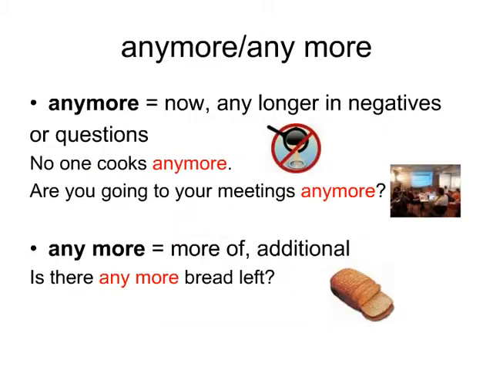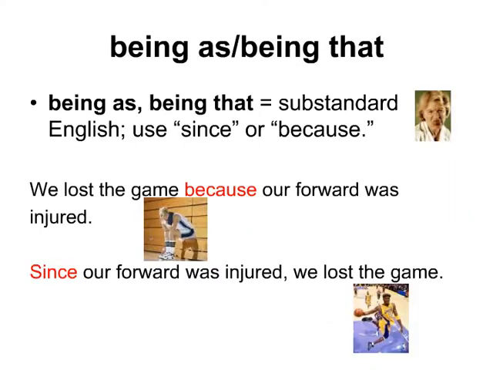To determine whether any more is written as one word or two, substitute more of. So the third example might read, "Is there any more of the bread left?" The first two sentences would not use more of sensibly. Never use being as or being that when you want because or since.